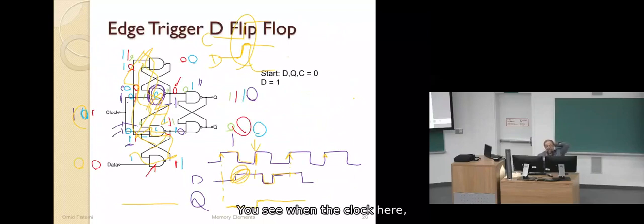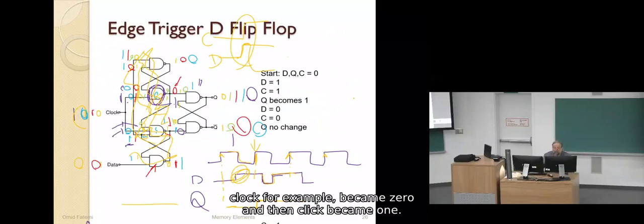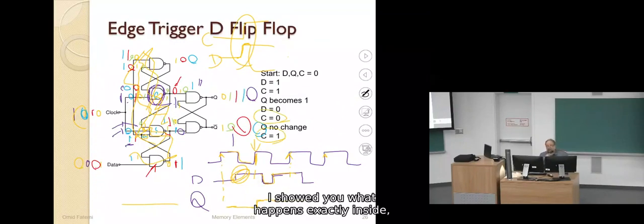You see, here the clock, for example, became 0, and then the clock became 1. I showed you what happens exactly inside. But from now on, you don't need to look at the inside. You know that when clock goes up, with a delay, the data will propagate to the output Q.